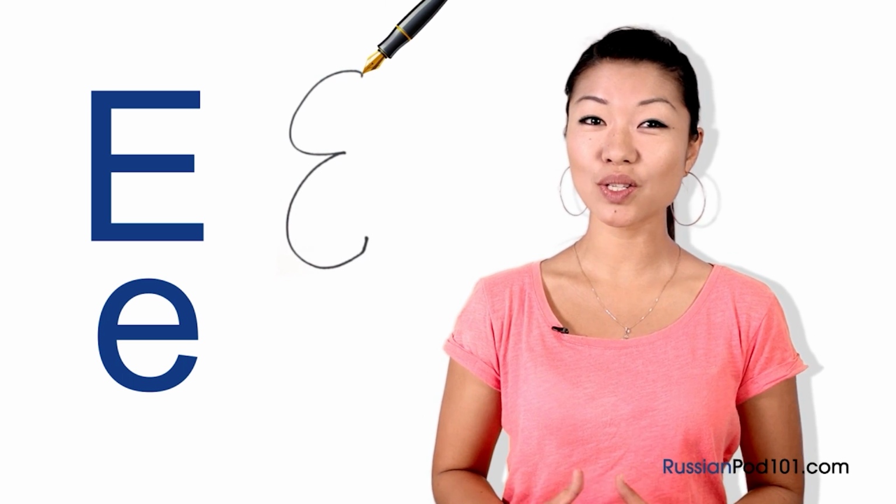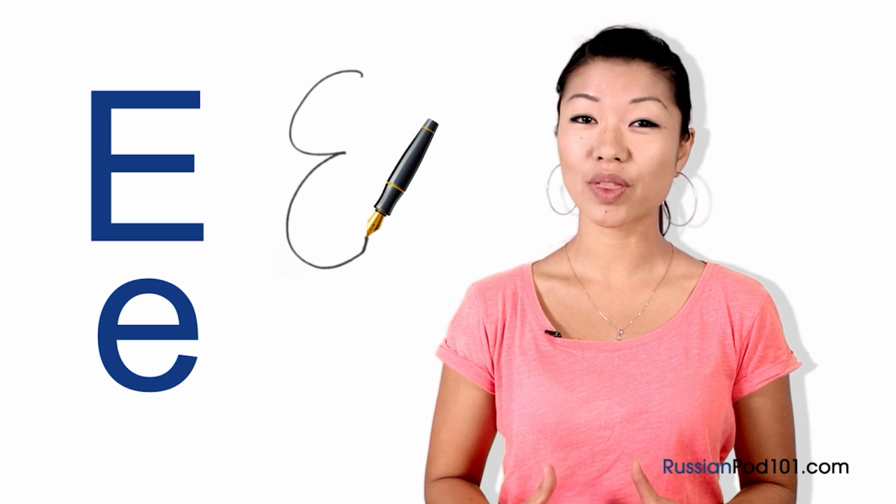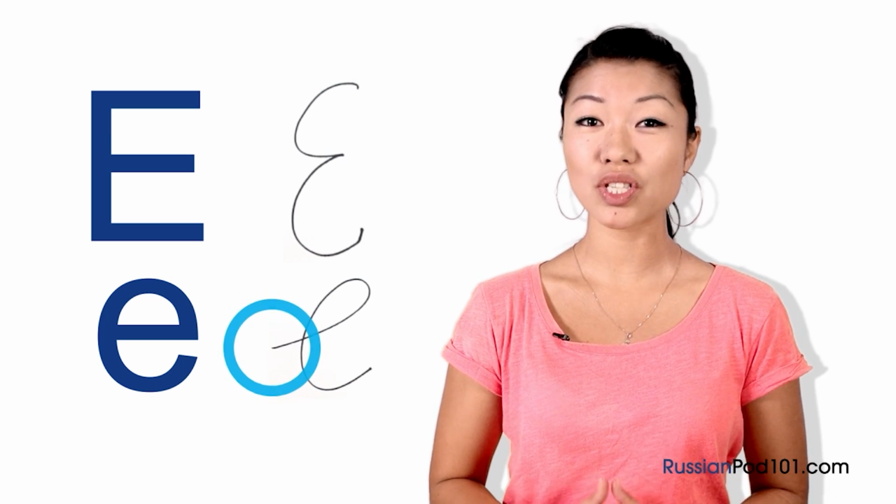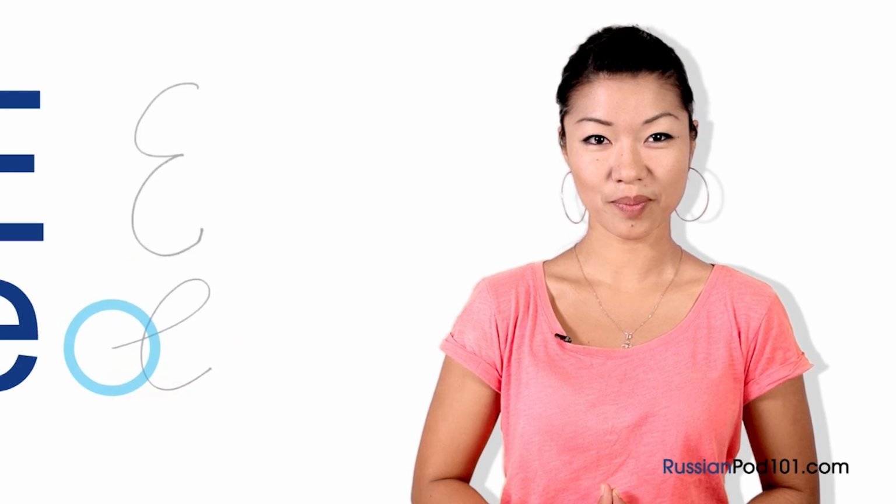The cursive version of uppercase Y looks like this. It's nearly identical to the English cursive and easy to write. Y is a single stroke, so you can continue with the next letter after the uppercase without lifting your pen or pencil. Now let's take a look at the lowercase handwritten Y. Again, it's similar to the English cursive, but in Russian, their starting point isn't from the bottom.